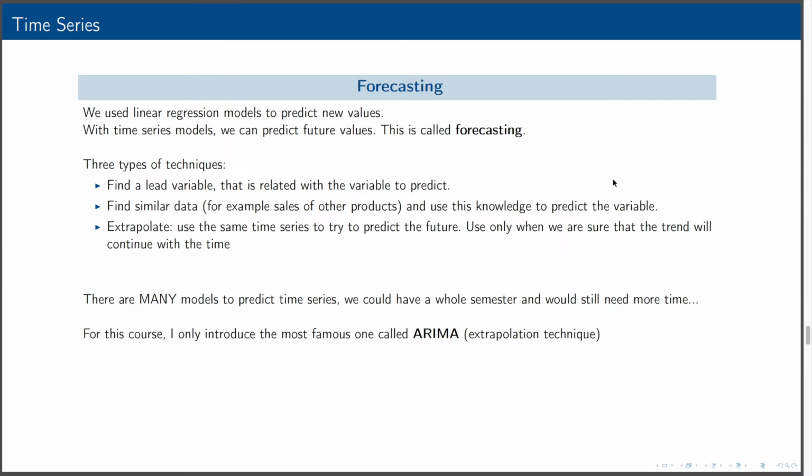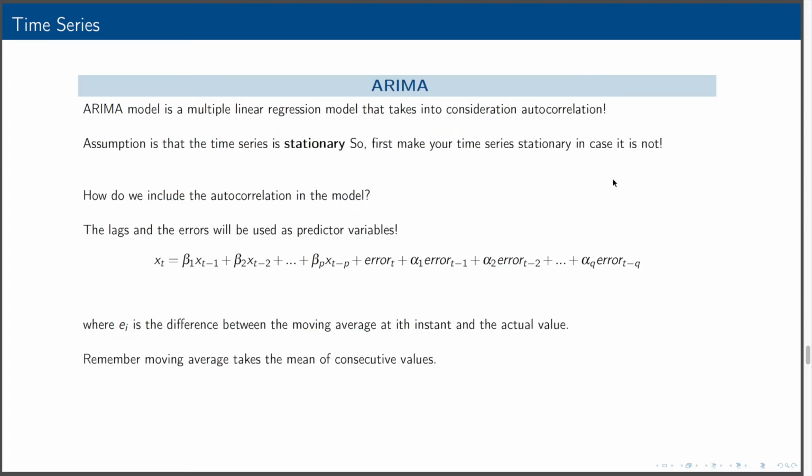Okay, so let's see how it works. And it's going to be a surprise because it's going to be like a linear regression. So ARIMA is a multiple linear regression model, but it takes into consideration autocorrelation. Autocorrelation is very important, and that's what tells us how to create the linear model. The assumption is the time series is stationary. So first you have to make sure that it's stationary. That means it should not have a trend nor seasonality.